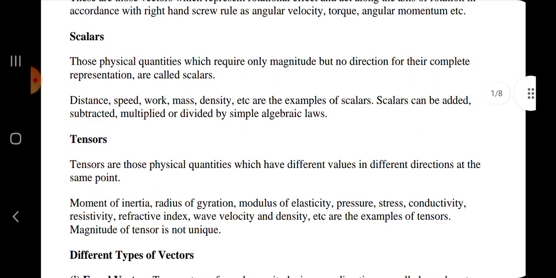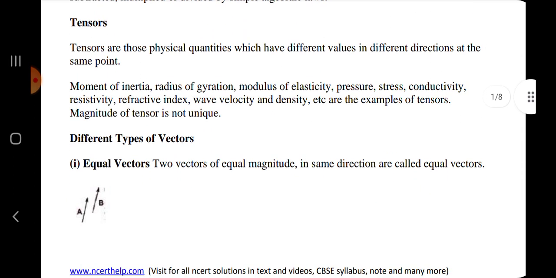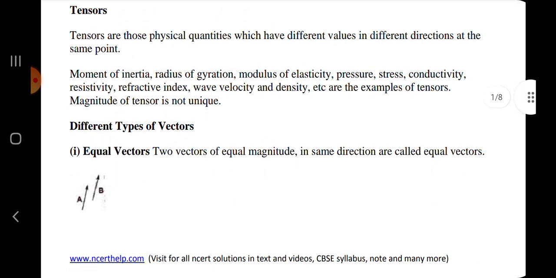Scalars are those physical quantities which require only magnitude but no direction. Examples are distance, speed, etc. Tensors are those physical quantities which have different values in different directions at the same point. Examples: moment of inertia, radius of gyration, etc.